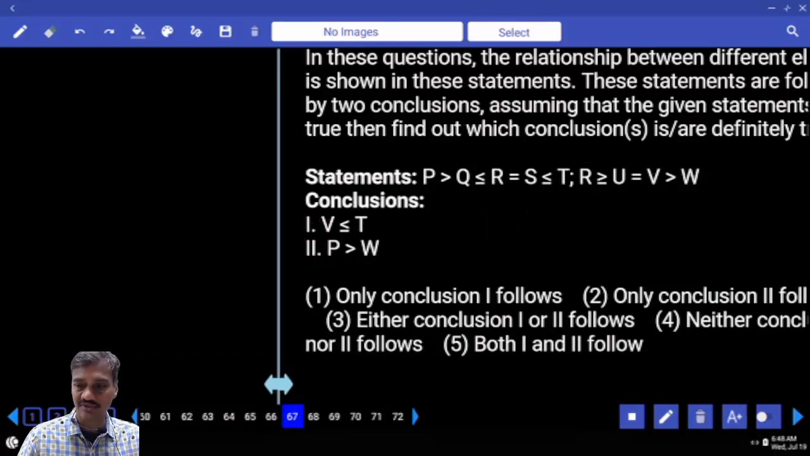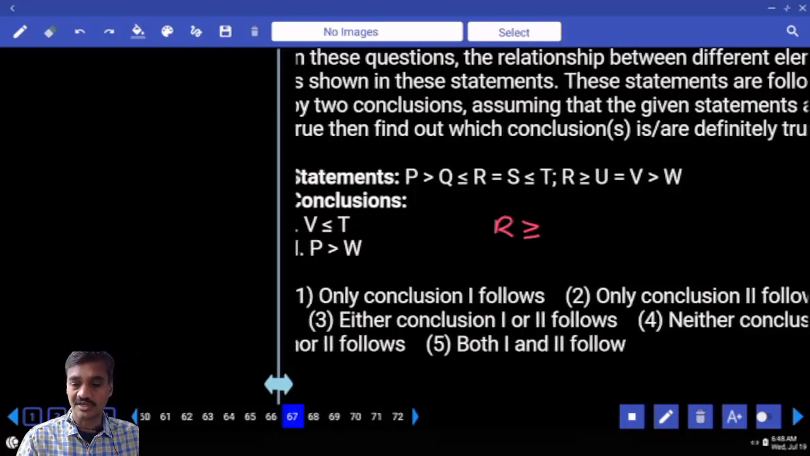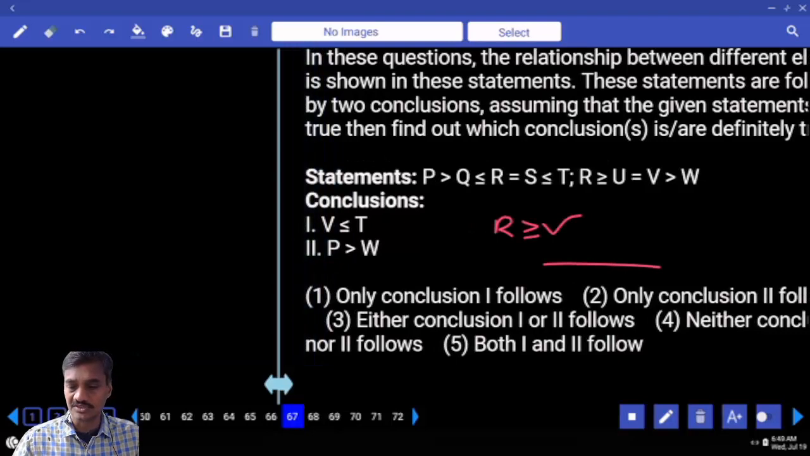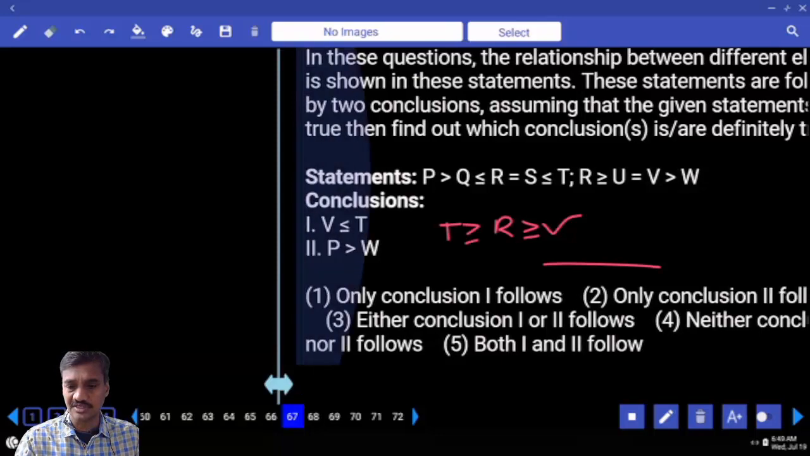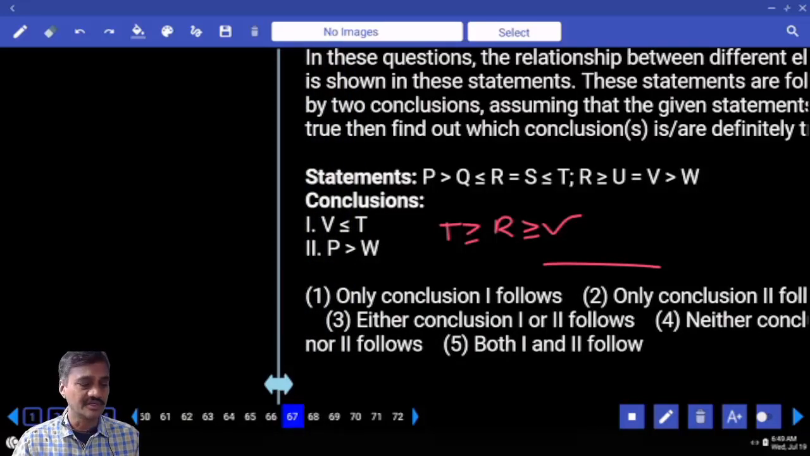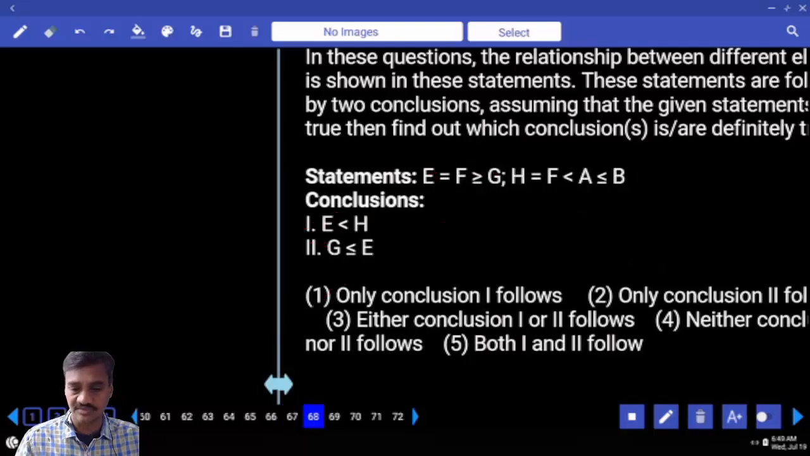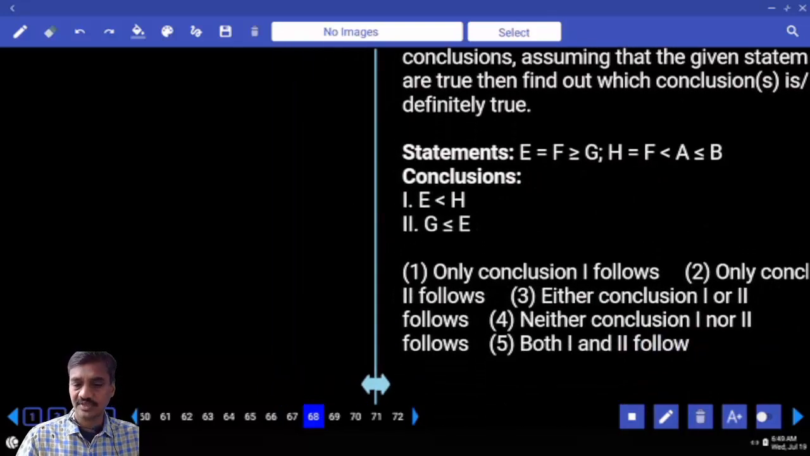Then next one, the relation between V and T. Now which element is common here? R is common. R greater than or equals to V, and in the same way, then R and T, R lesser than or equals to T means T greater than or equals to R. And T greater than or equals to V, V lesser than or equals to T, definitely true. And the next one, P and W, P is here and W is here, the element that is common is R. P to R, opposite symbol, and so no relation can be drawn, only one, that is choice one, question number 67.